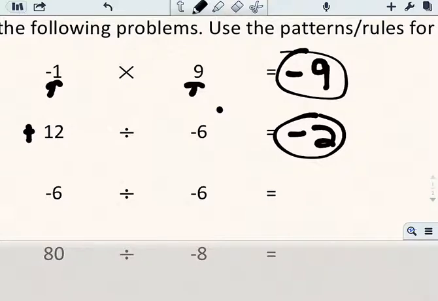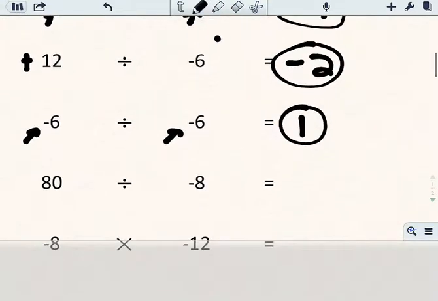Negative 6 divided by negative 6. Well, first of all, a negative divided by a negative is going to be a positive number. 6 divided by 6 is just 1. So we end up with a positive 1. Notice I'm doing this in two steps. First, I'm evaluating the sign, and then I'm taking care of the actual problem itself.